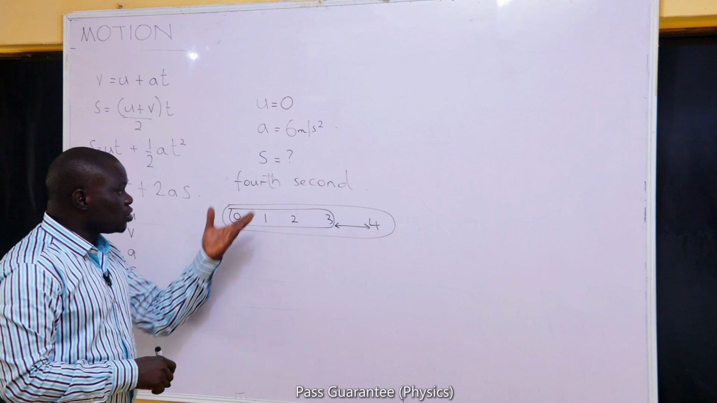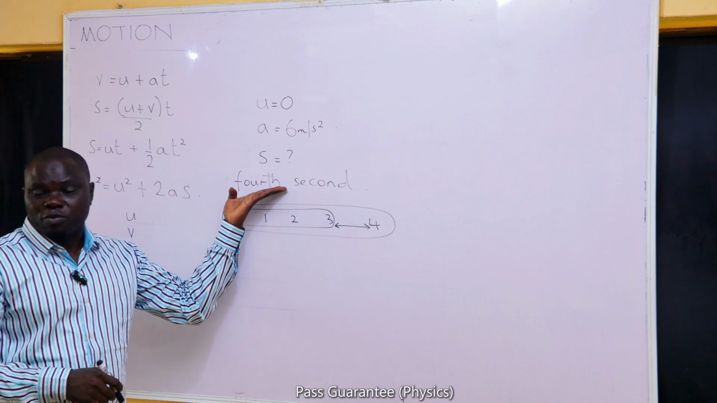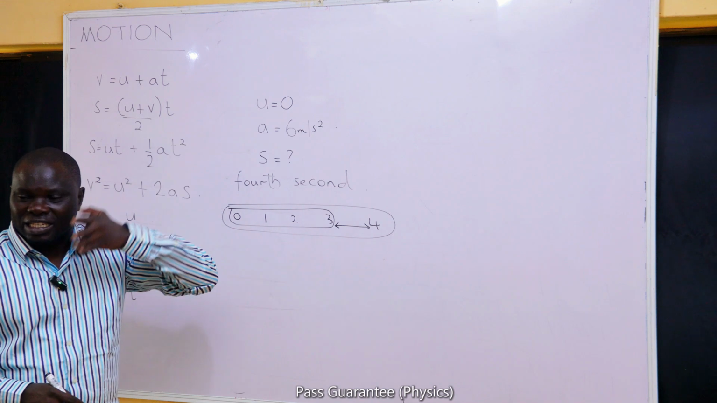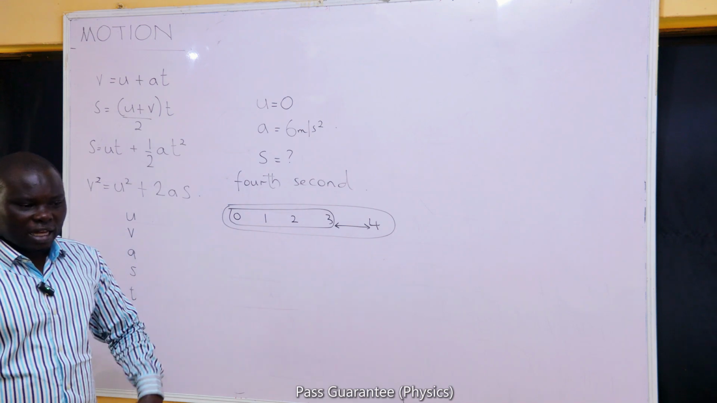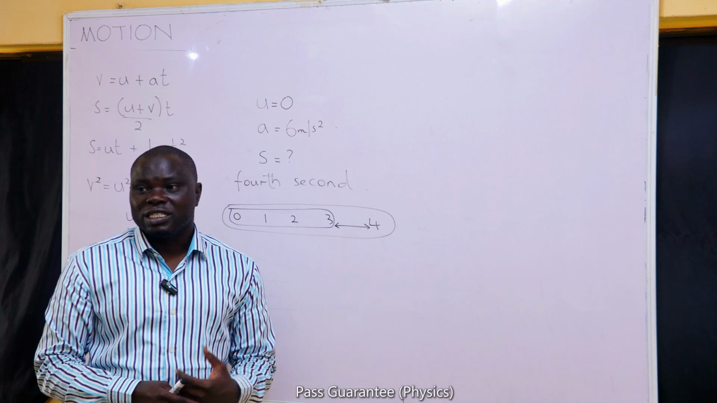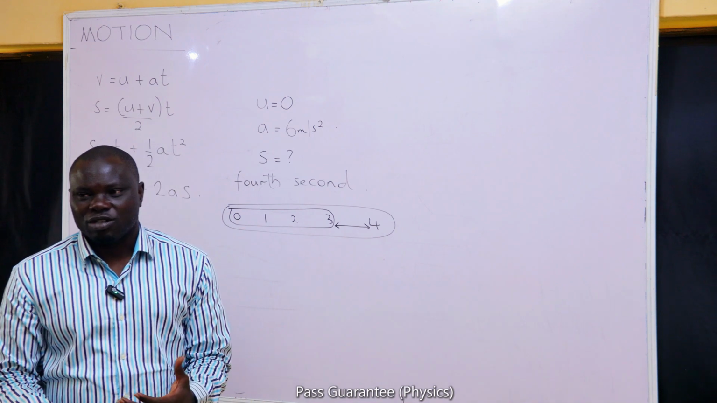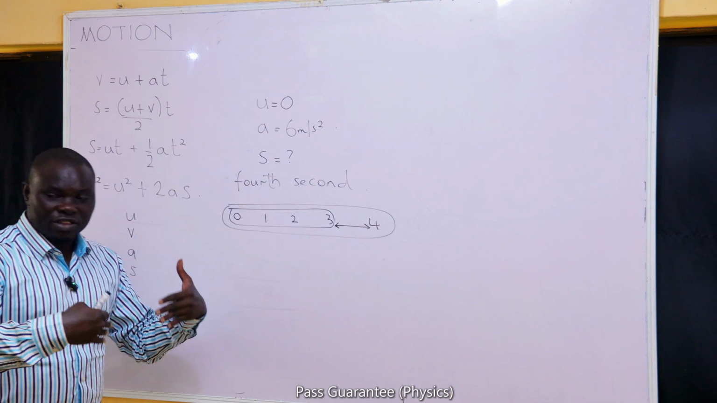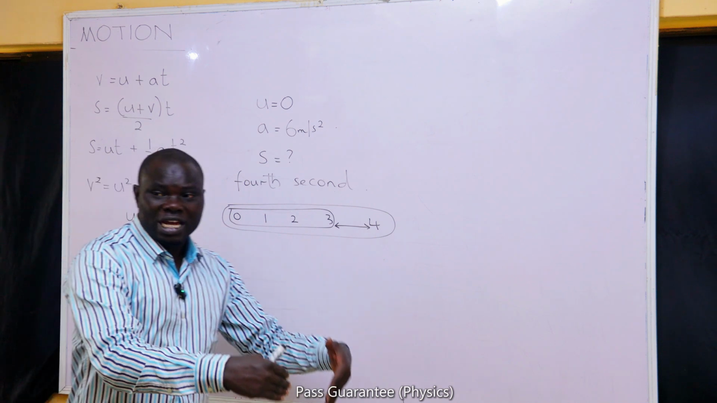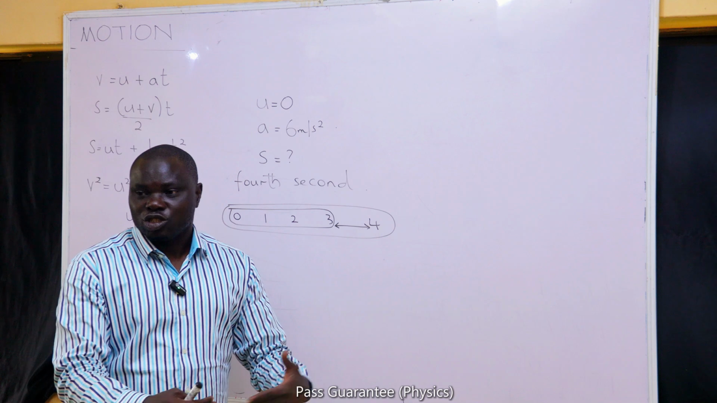So please always take note when they give you time in terms of positional quantity. 4th second, you must get the time after 3 seconds, just the time before the 4th, and the time after 4 seconds, then you subtract. Similarly, if I ask to find the distance traveled within the 9th second, you get the distance traveled after 8 seconds, just the moment before the 9th second, and the distance traveled after 9 seconds, then you subtract them.